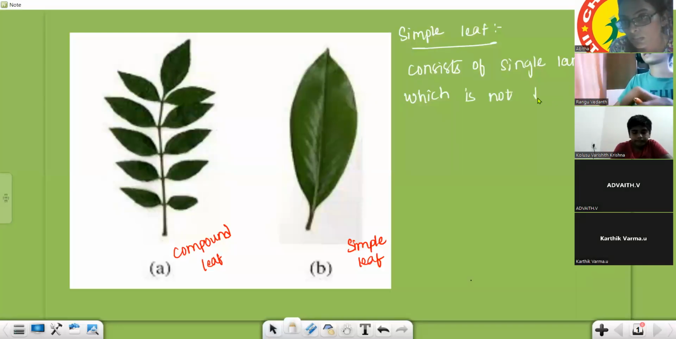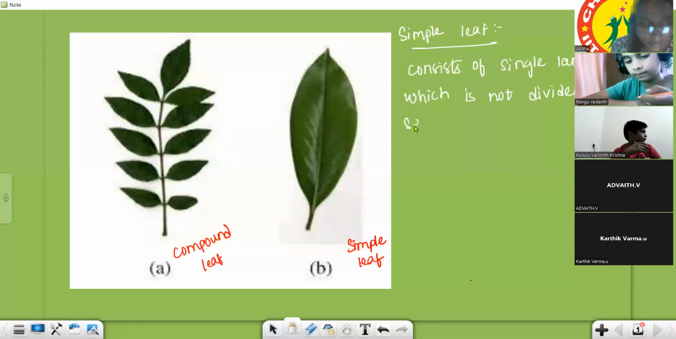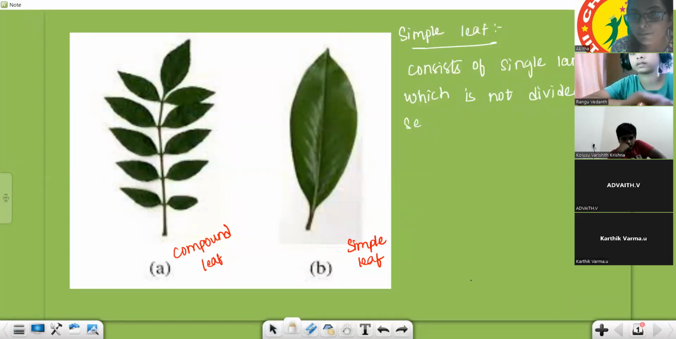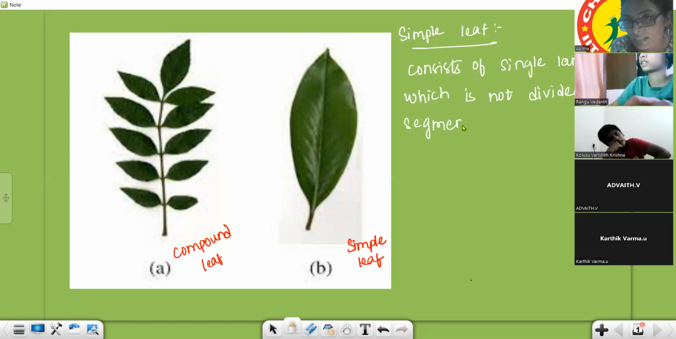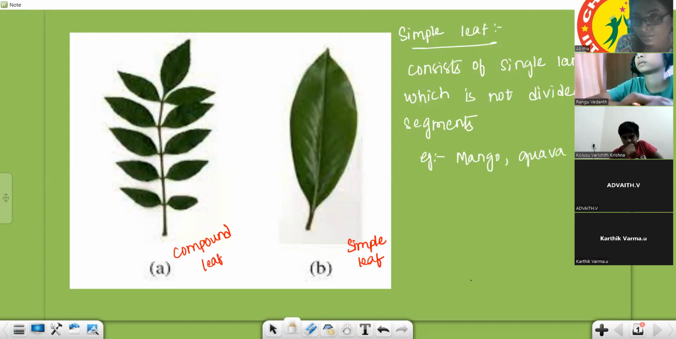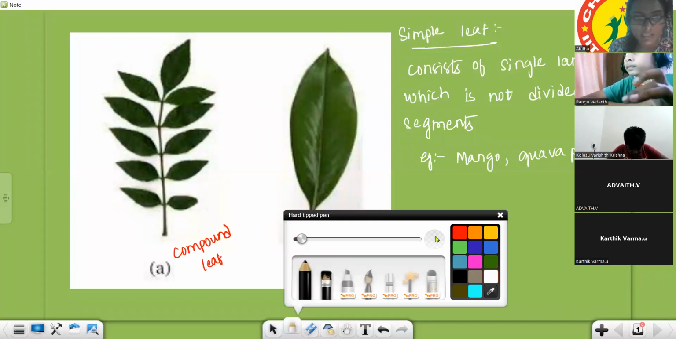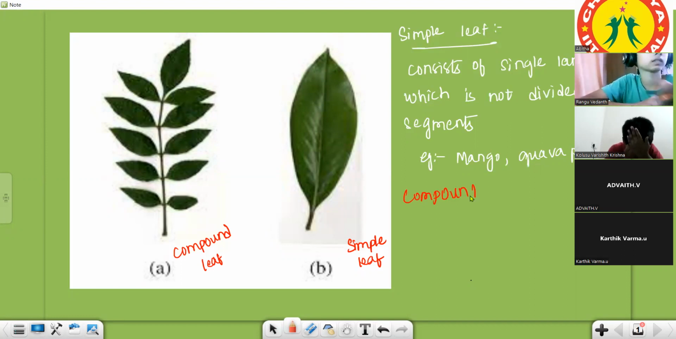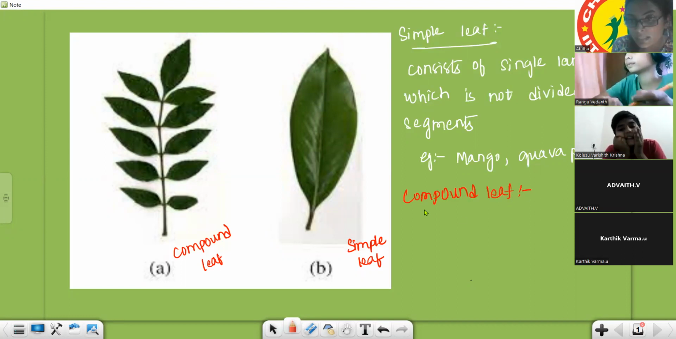which is not divided into segments. So what examples can you give for these kinds of plants, students? Can you tell me examples? Rose leaves. Rose leaves, okay. Like mango leaves, which are entire, guava plant, money plant, etc.